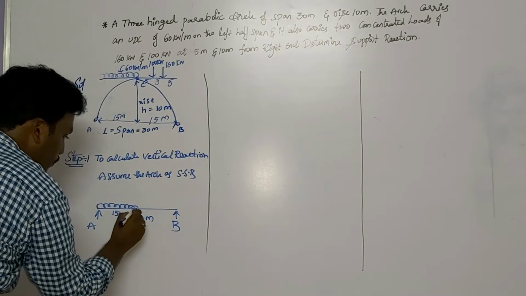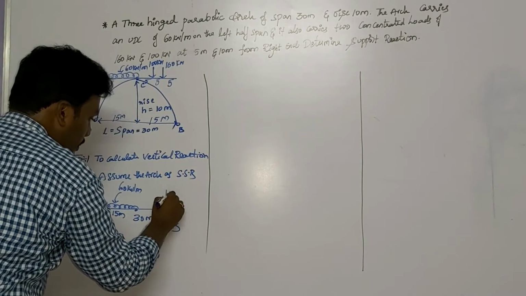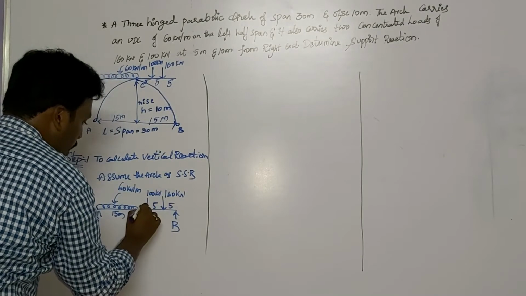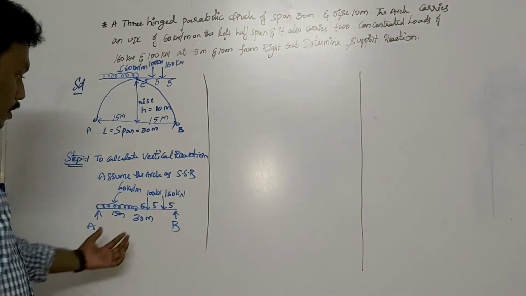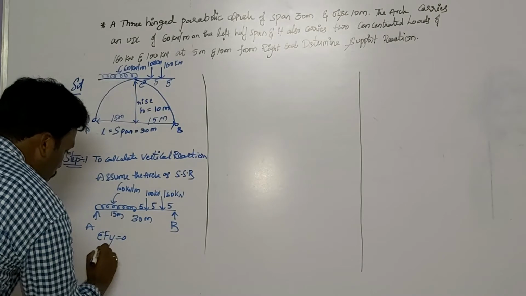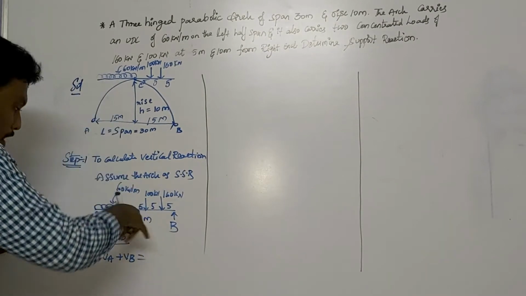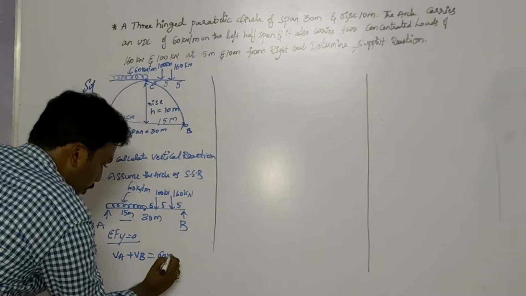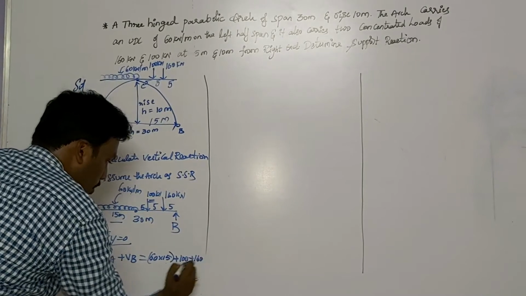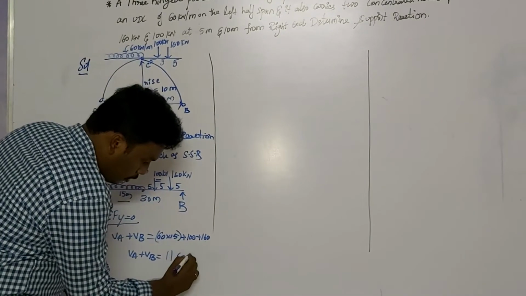So up to 15 meters, the 60 kN per meter load acts. And the next is 160 kilonewtons load at 5 meters. And again at 5 meters, 100 kilonewtons load acts. And throughout that we'll have the 30 meters span. So this is 15 meters and this is also 15 meters. Therefore sigma Fy is equal to 0. Va plus Vb is equal to, what are the downward loads we have? 60 into 15 plus the point loads, directly 100 plus 160 kilonewtons. So from here Va plus Vb is equal to 1160 kilonewtons.